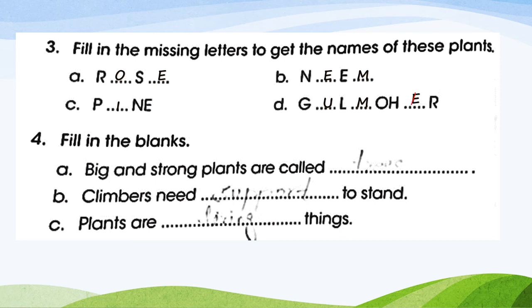GULMOHAR. So write here A. Gulmohar. Okay. Let's move towards the next blank. Big and tall plants are called trees. Climber needs support to stand. Plants are living things. So note all these fill in the blanks in your book with your pencils.